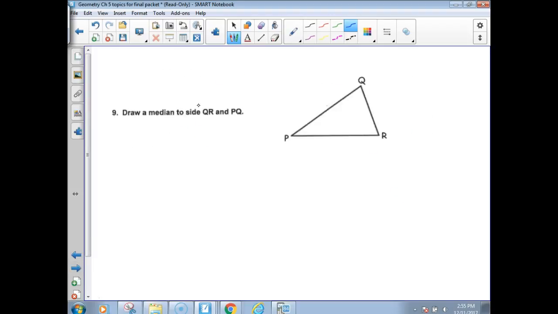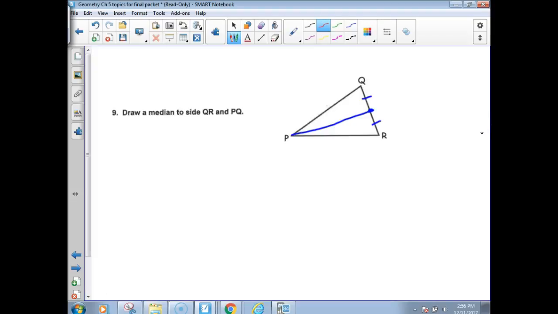Okay, 10 says draw a median, and it says to do 2 of them. You want a median to side QR, which means it has to come from P to the midpoint of QR. There's one of them. And I know mine's not perfect.